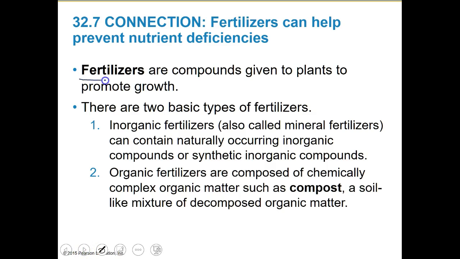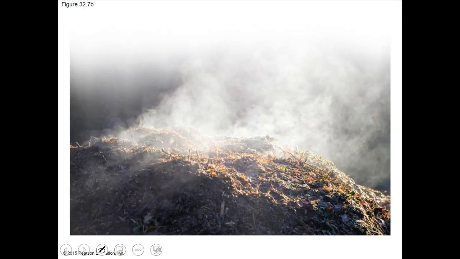So we can apply fertilizers, which are compounds given to plants to promote growth. There are 2 basic types, inorganic and organic. Inorganic fertilizers contain naturally occurring inorganic compounds. Organic fertilizers have chemically complex organic matter, usually something like compost. You can think of manures and stuff like that too, where we've got some decomposed organic matter. We've got some stuff that we're applying that has carbon. Okay, so it's a nice compost heap for you.